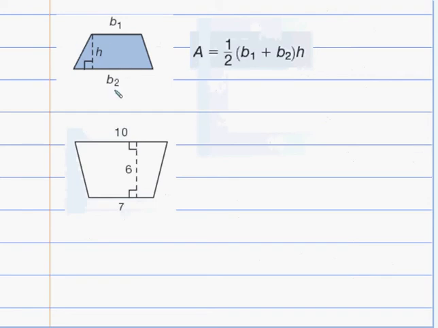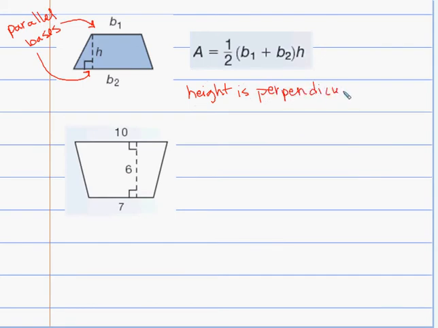Now, this is a trapezoid. The previous two scenarios were not trapezoids. Trapezoids have parallel bases. Okay, so we have two parallel sides. And we have a height that is perpendicular to the bases. And how can you tell that you have a perpendicular segment to bases? You're looking for that right angle.